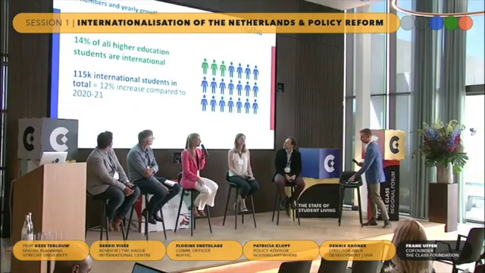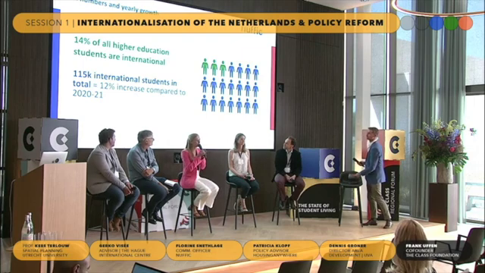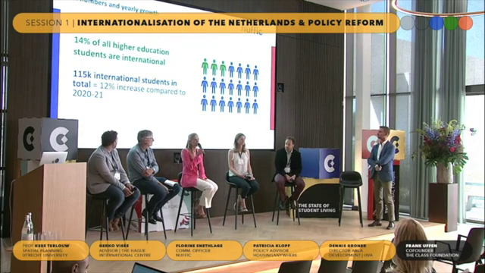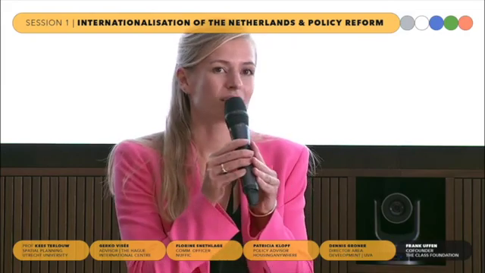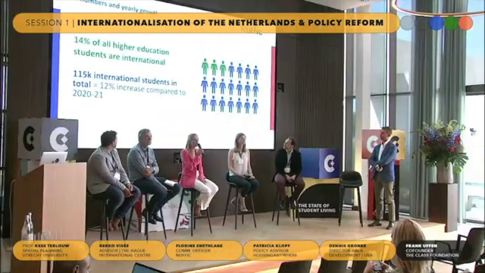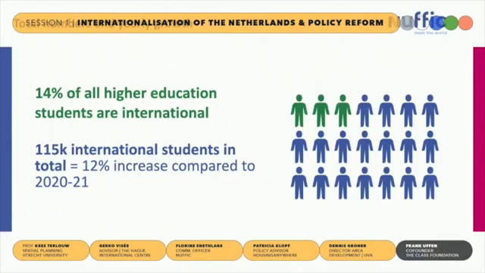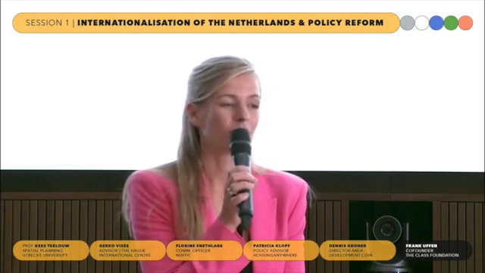Yeah, well, we see that the number of international students is still rising each year. I'm here to tell a bit more about the reports that we just published. The first one is on incoming degree mobility of the academic year 2021-22. We saw that 14% of all higher education students in degree mobility are international. This means that there were 115,000 international students in total. And this is a 12% increase compared to the previous academic year.